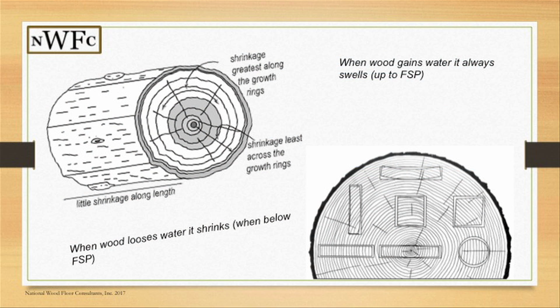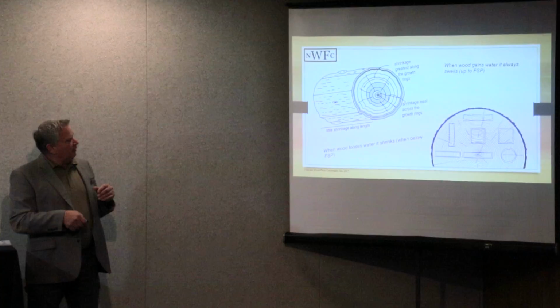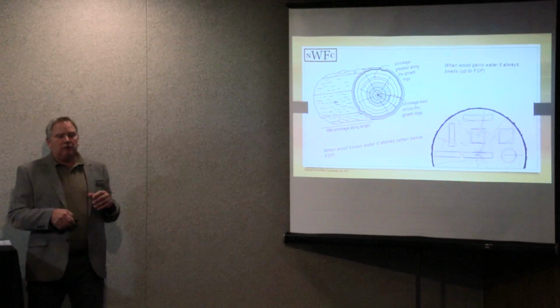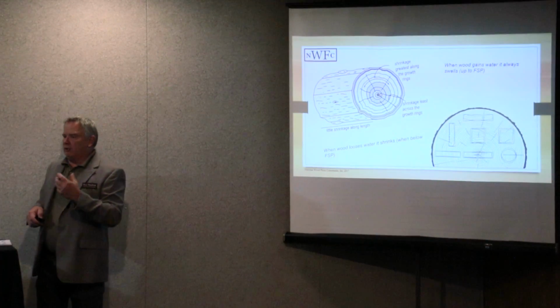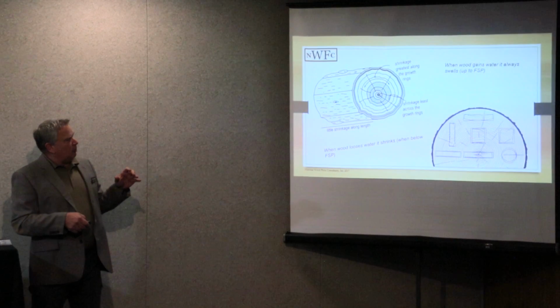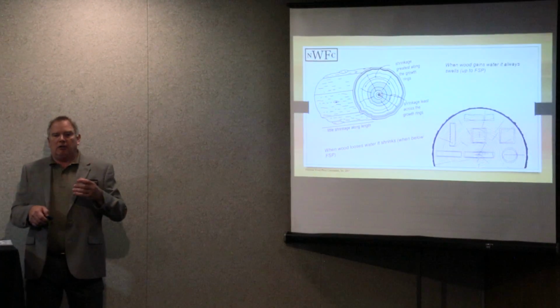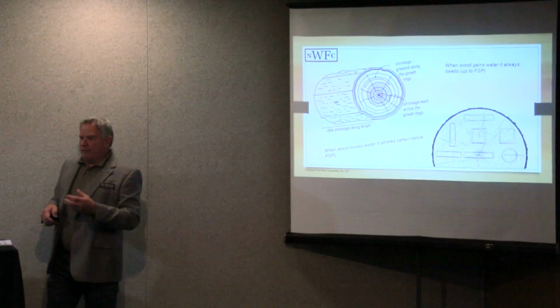We'll find in the shrinkage here, the greatest is along the longest growth rings, the tangential direction here. Then you get the shrinkage least across the growth rings, which is here. And then you'll also get where there's little shrinkage along the length. Very little, you'll find, will the material shrink in length. And so when we look at how that responds to environmental effects.